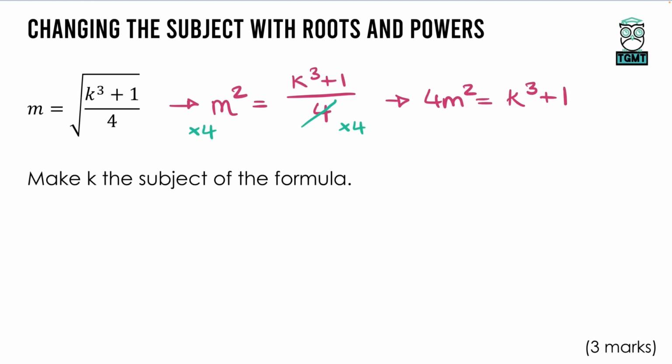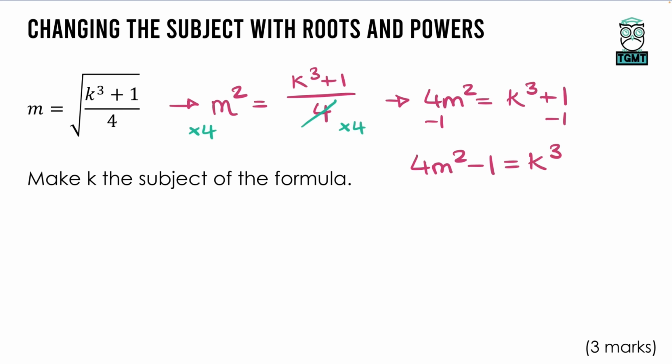Now at this point, you've got two options. We could cube root, however I do like to do the powers last there, as normally you do powers first when you're going forwards, but we are doing the inverse. But you just need to remember you'd have to cube root everything. So instead of doing that and forgetting to cube root things, I'm going to subtract this 1. And that will leave me with 4m squared minus 1 is equal to k cubed.